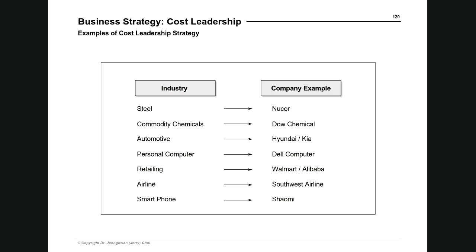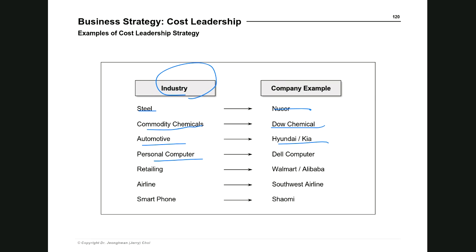cost. So in a certain specific industry, steel making, Nucor in the US, and commodity chemicals, Dow Chemical, do you know that? And that was merged by Bayer, something. And actually, I was a business consultant for the Dow Chemical in Germany, and the Dow Chemical is one of the largest oil breakers to produce that large amount of chemicals. Plastics. Okay, they were good at reducing the cost. Automotive and the Hyundai Kia. I don't say that this is the best quality of car, but they give us a lot of acceptable, affordable options to drive.